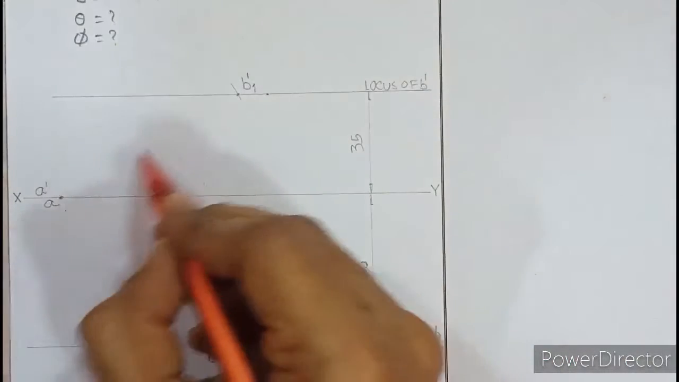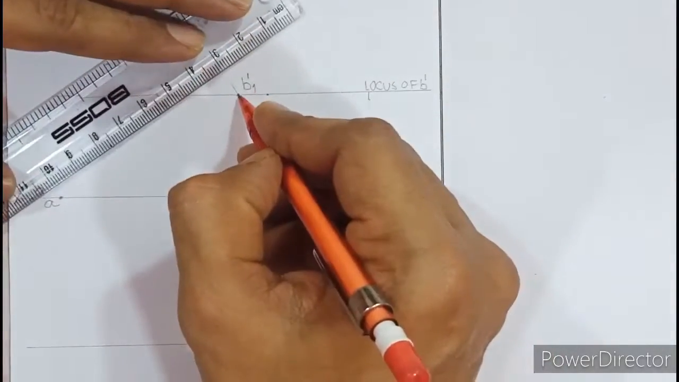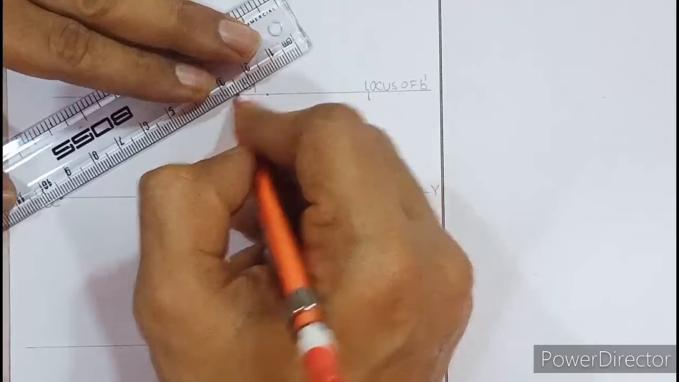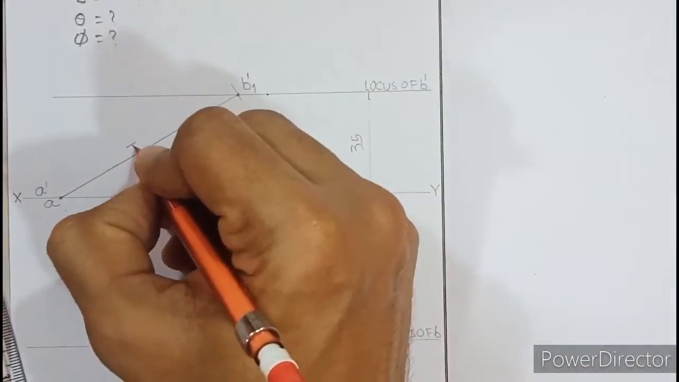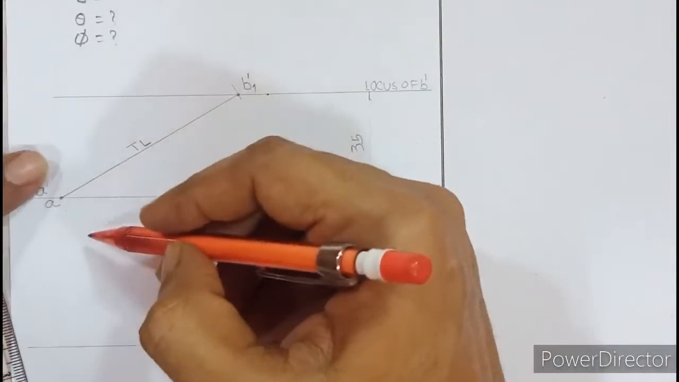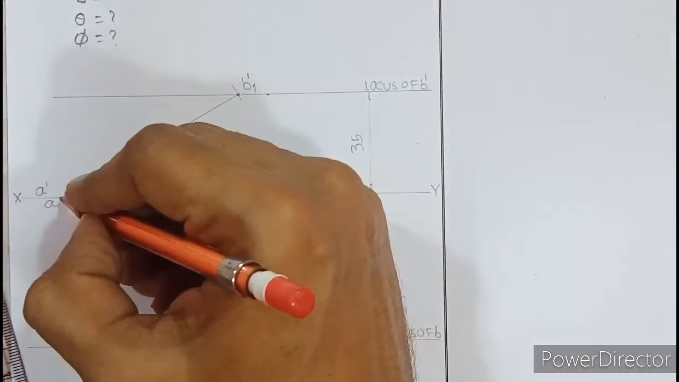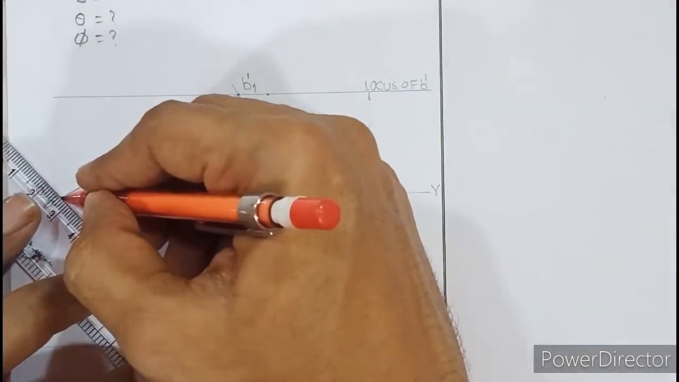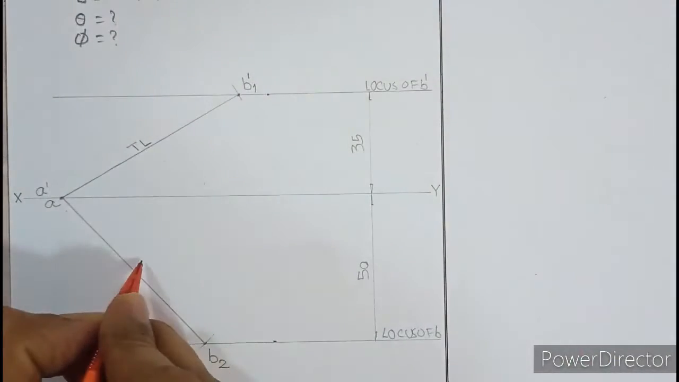So if I join A dash with B1 dash, I will get the true length, which should be medium dark. So let us draw a medium dark true length, and write above the line, along the line as TL. Similarly, if I join A with B2, I am going to get the next true length, which will be medium dark. So here coincidentally A dash and A are the same point. So I'll write TL above the line, along the line. So write in this direction.